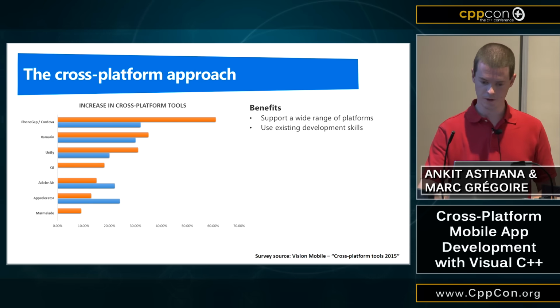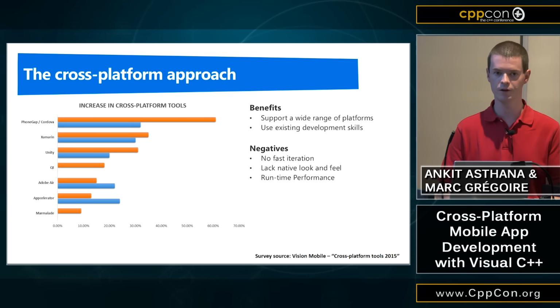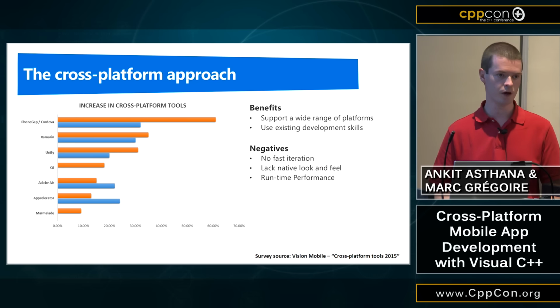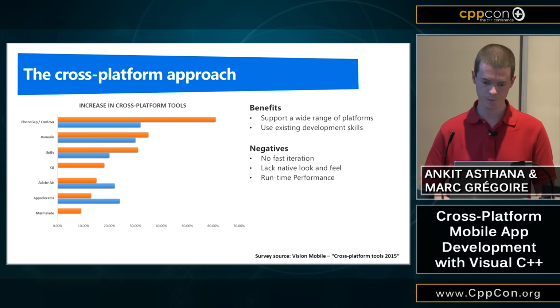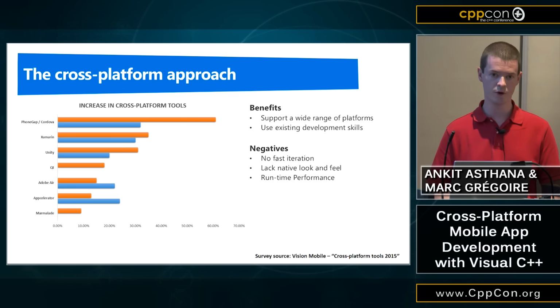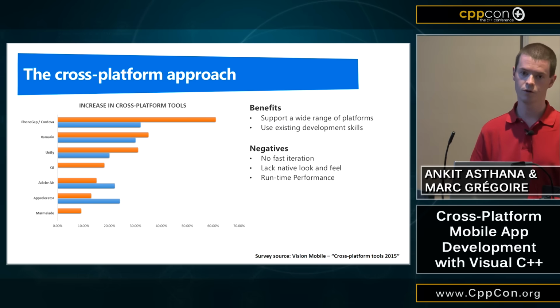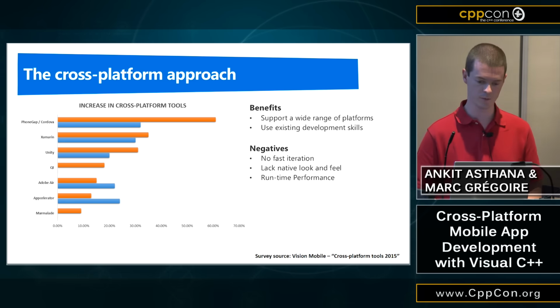But of course, again, a couple of downsides. There is no fast iteration. For example, if Android releases a new API level, then you have to wait until the cross-platform tool supports that API level before you can use it. There is no native look and feel. These cross-platform tools will provide some kind of UI, but it will probably not look native. And there is a runtime performance cost, because you're running on top of this cross-platform tool, so that might incur some runtime penalty.